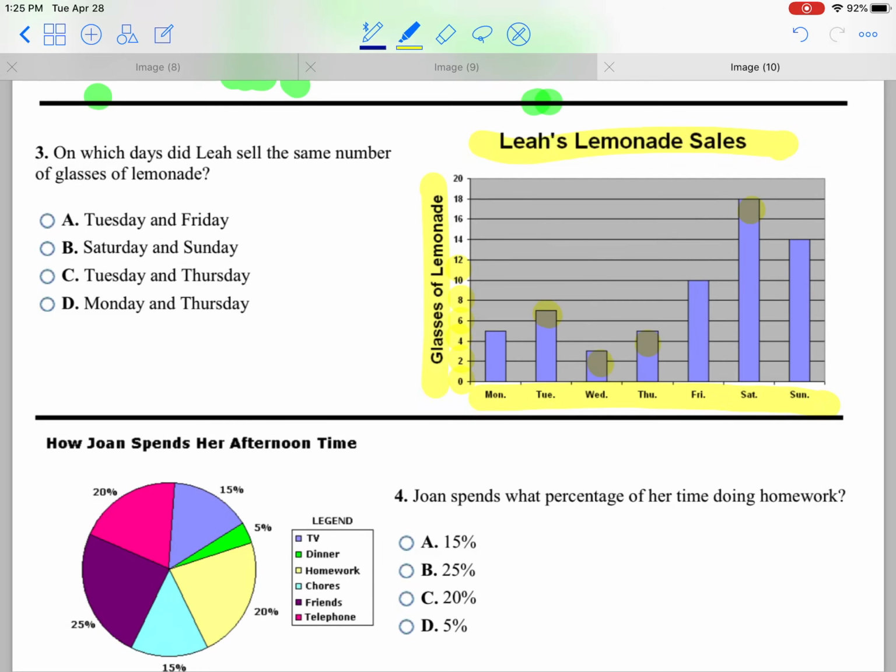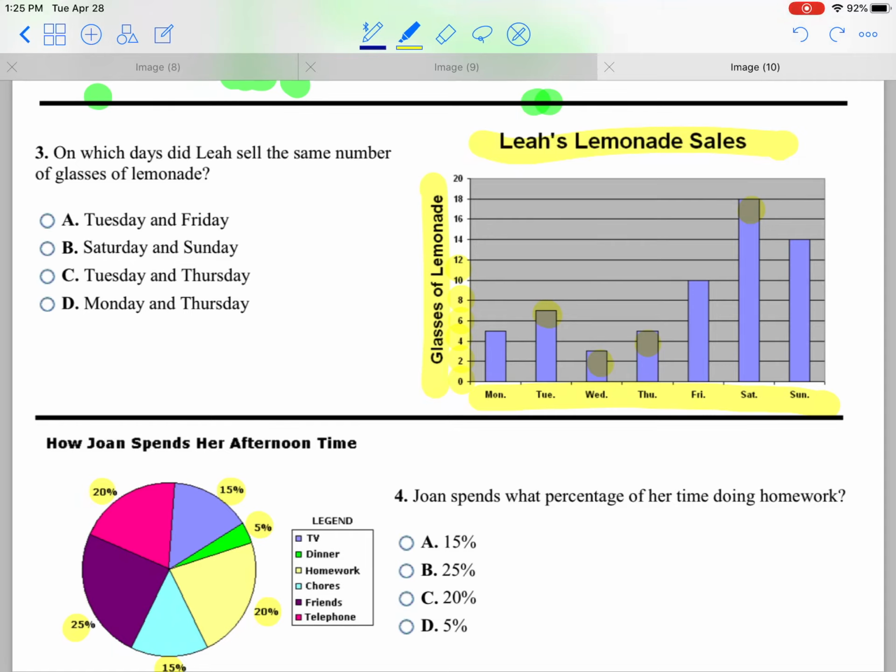And then how Joan spends her afternoon time. So we can see that Joan spends her afternoon. Purple is going to be right here, and that's 15%. Dinner is going to be green. That's 5% of her at-home time, or her afternoon time. Then 20% is homework, 15% is chores, 25% is friends, and you can see that 20% is a telephone. As you can see right here, they are color-coded. I'm just going to erase that so you can see the colors better.